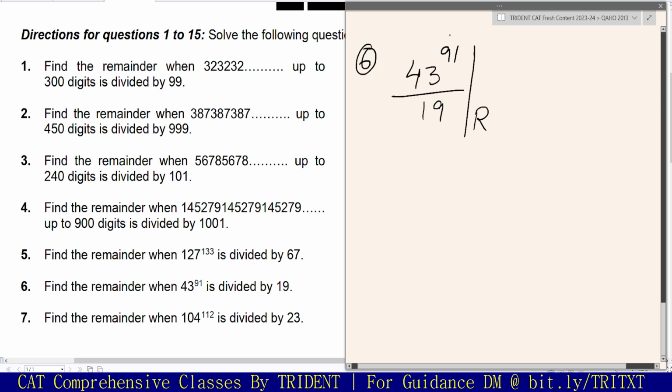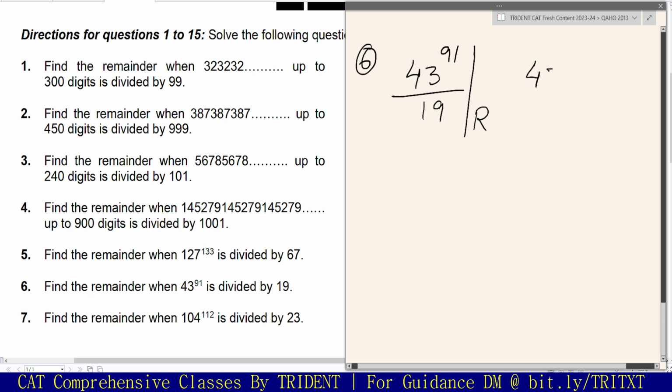So again, this is a prime number, 19. What I will do is find the number that is one less than 19's multiple. Basically, I need to find some multiple of 18 that takes me closer to 91. We know 18 fives are 90. So let's do that.